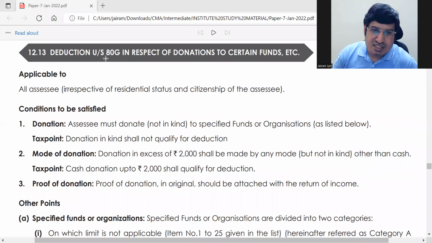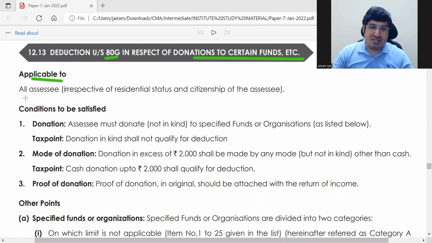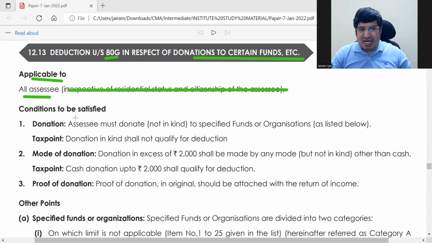Next is 80G. This is also an important section. This is about donations to certain funds. It is applicable to all SSC: individual, HUF, whichever, AOP, BOI, company. Applicable to everyone, all SSC, irrespective of residential status and citizenship. So you can just cut this. Applicable to all SSCs. Right?